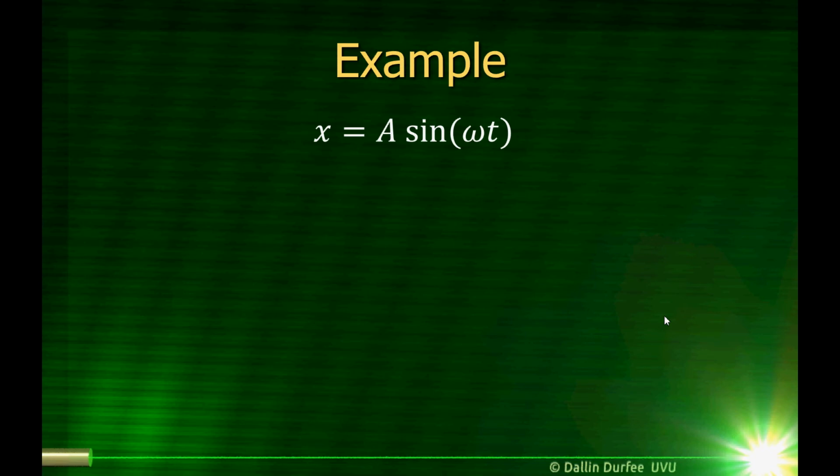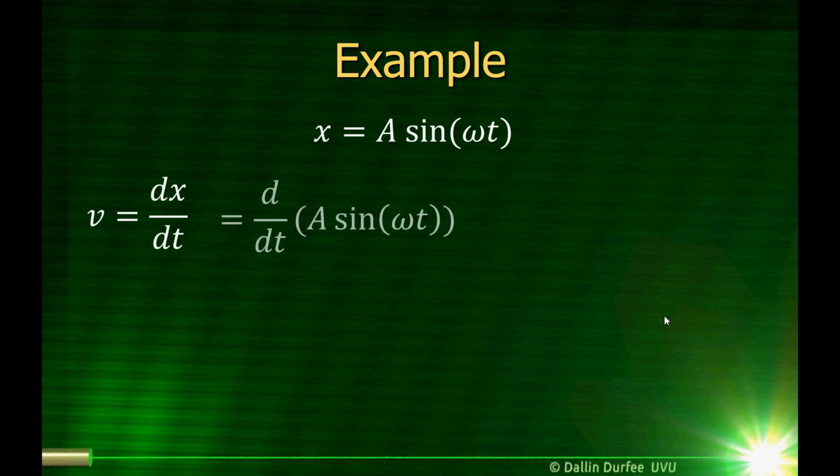So here's an example. Later in the semester, we're going to study harmonic oscillators, and we'll find that things like a mass on a spring will oscillate, where the position of the object will just be some constant times sine of a constant times t. All right? So what is the velocity of our object that's oscillating according to this equation? Well, velocity is just the derivative of x with respect to time. So that's just the derivative of a sine omega t. The a is a constant, so it comes out of the derivative.